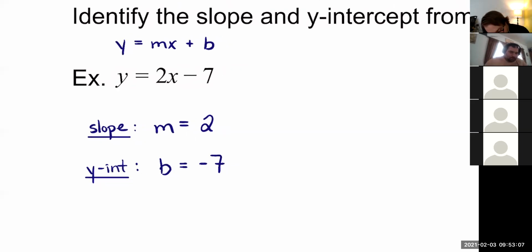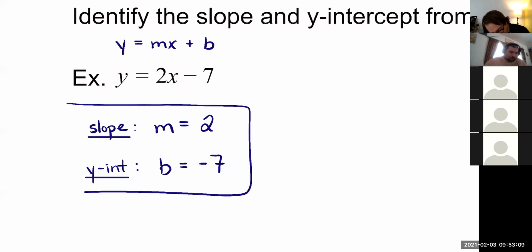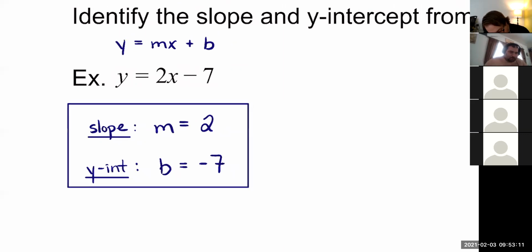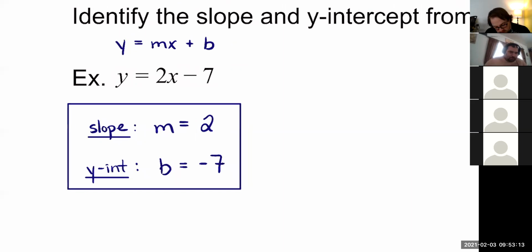So for this first example, already in slope-intercept form, identifying the slope and the y-intercept is just a matter of knowing where to look. No funny business, no manipulation, no changing of signs or any formulas or tricks. So long as the y is by itself, you can identify these two parts very quickly.